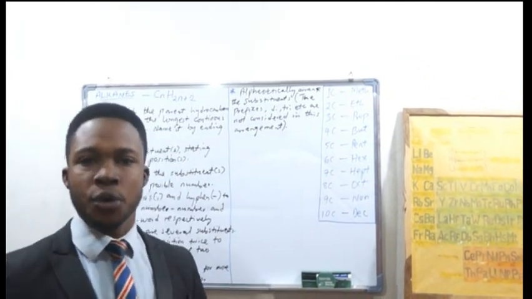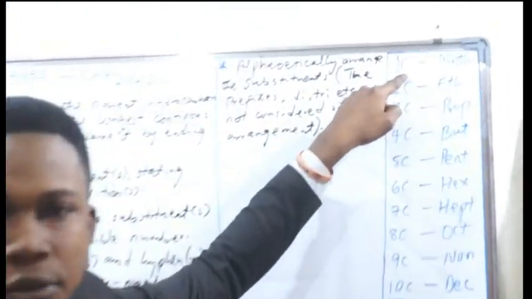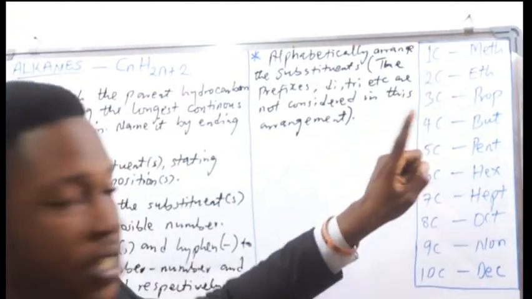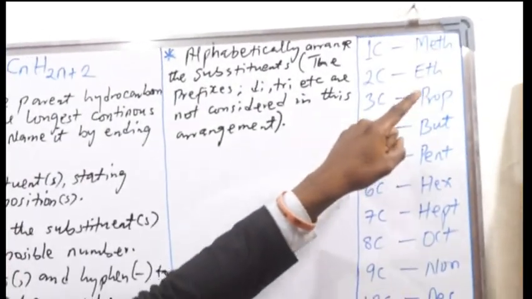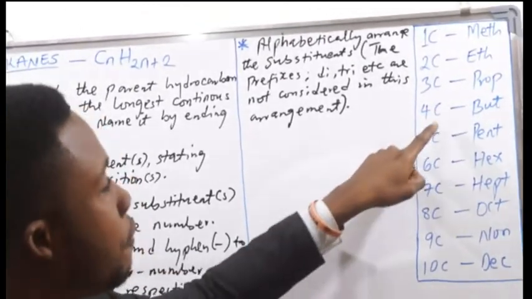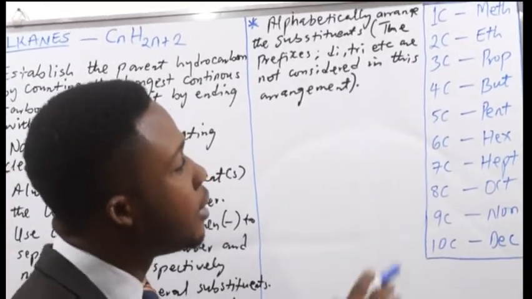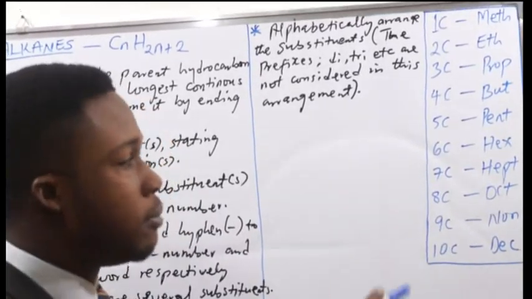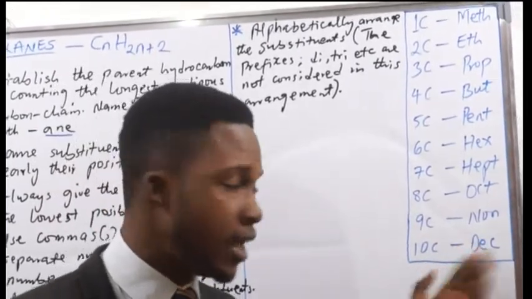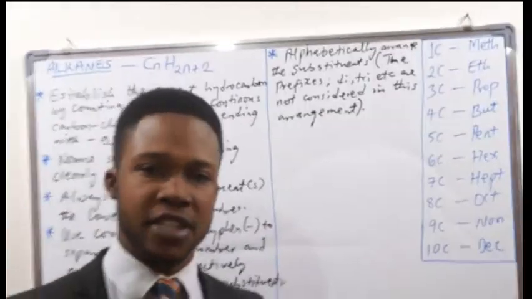To do that, we must consider that when an alkane has one carbon atom, meth is used as a prefix. When it has two carbon atoms, we use eth. Three carbon atoms, prop. Four carbon atoms, but. Five carbon atoms, pent. Six carbon atoms, hex. Seven carbon atoms, hept. Eight carbon atoms, oct. Down to 10 carbon atoms, where we have dec. Now, it's very important to know this so as to be able to establish the parent name of the alkane.